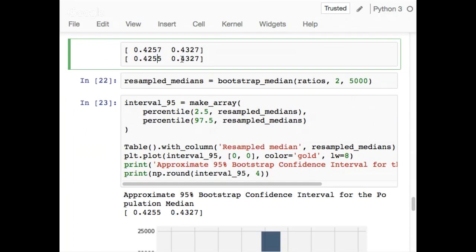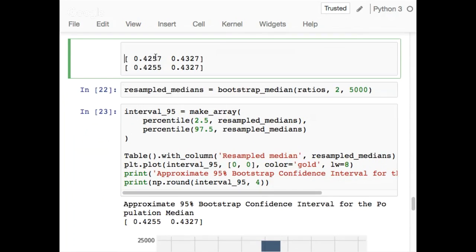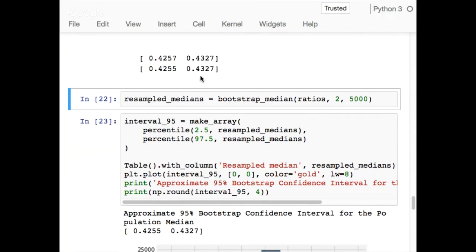0.4255 to 0.4327. So that interval stays about the same, which means that if my sample was bad in the first place, I'm pretty much always going to get a bad interval. So do note that this happens. I'm just going to leave this here.